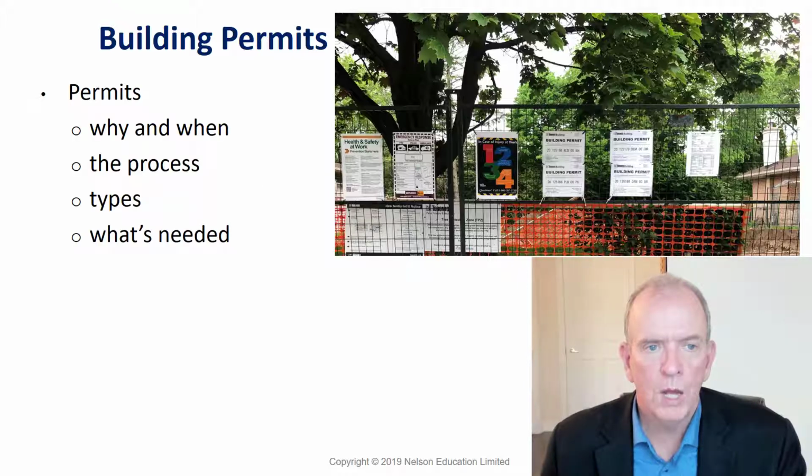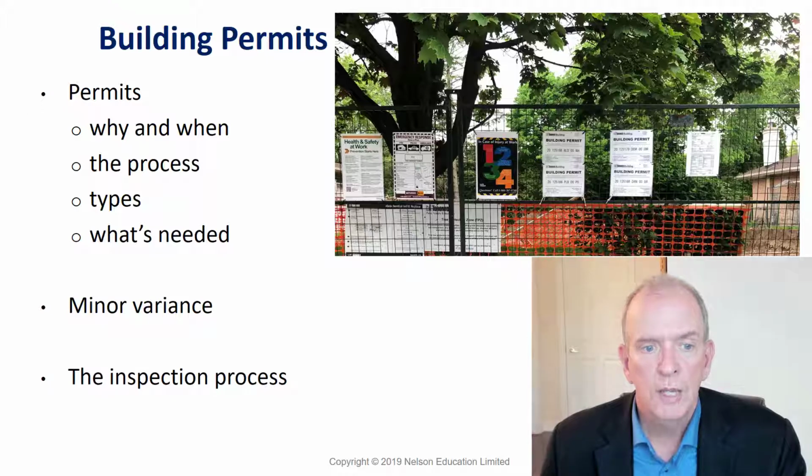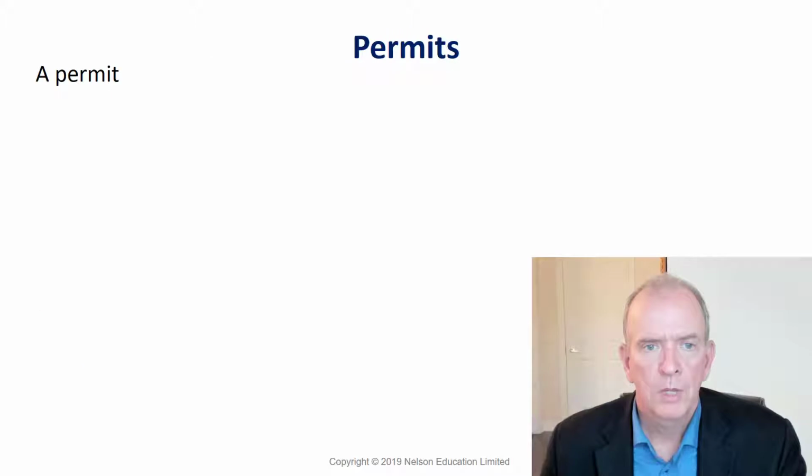So we're going to look at the why, the when, the process, the types, what's needed. We're also going to talk about a minor variance. That's where you need to change zoning, and when inspections typically take place.